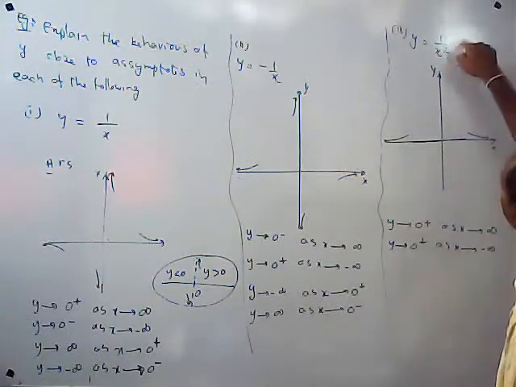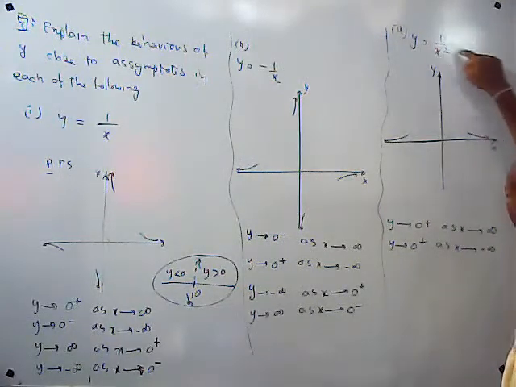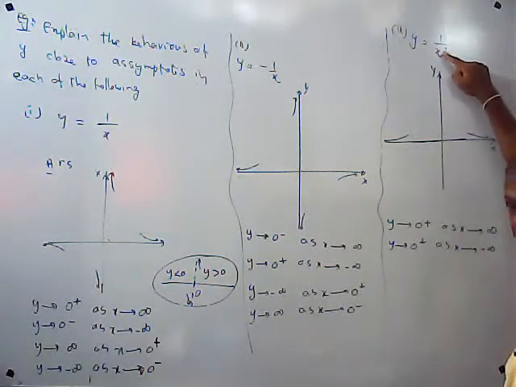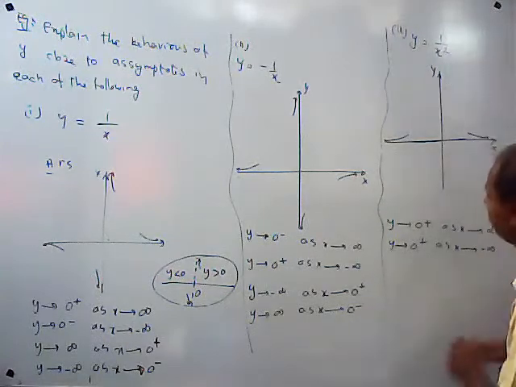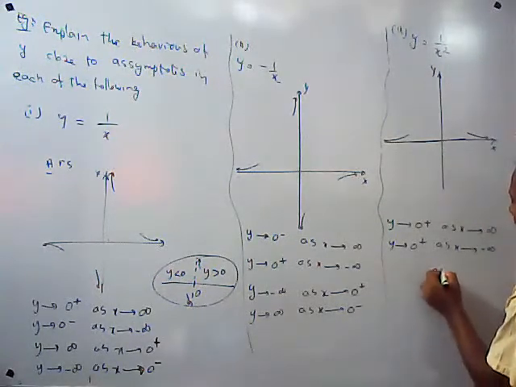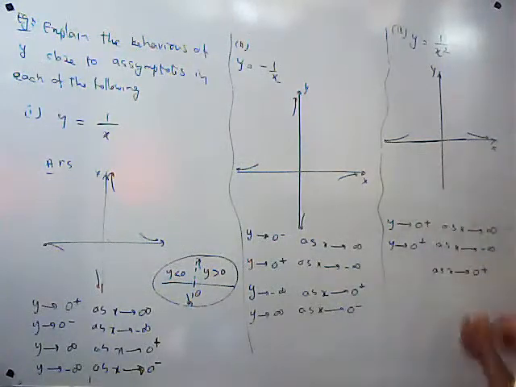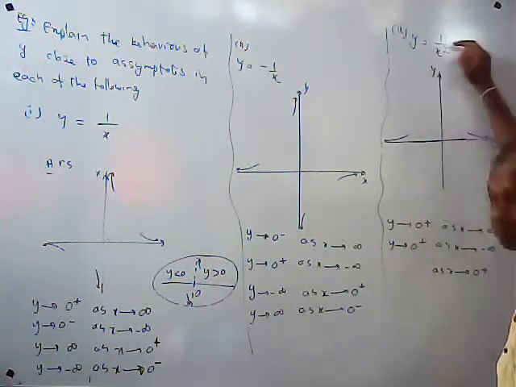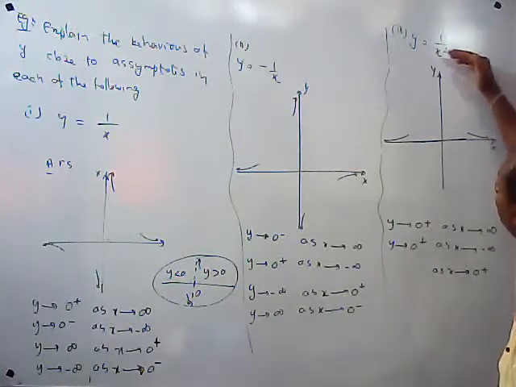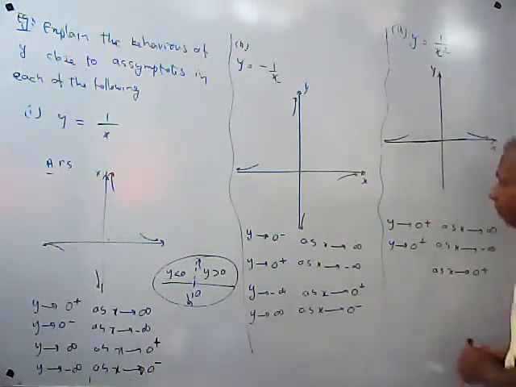Now to check for vertical asymptotes, you see that this is 0 when x is 0. As x goes to 0 from the positive side, x square is always positive. Therefore, it will go to infinity from the positive side.